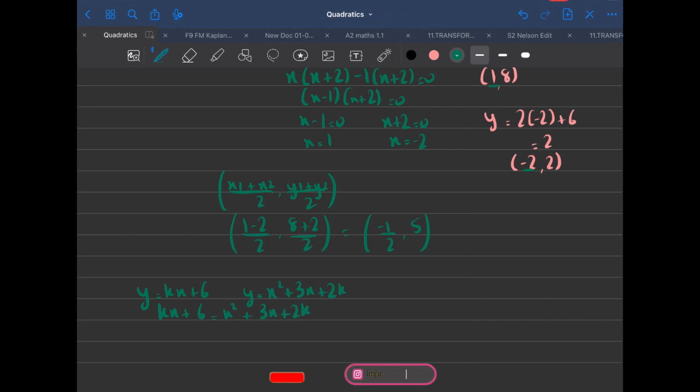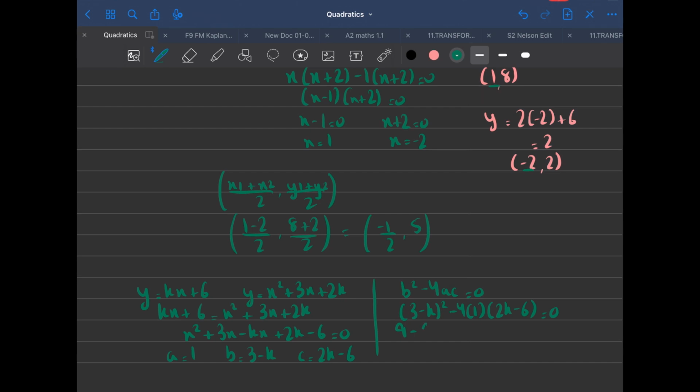Shift everything on one side, making sure that x square is positive. Got this? Now what's written with x square? 1. What's written with x? 3 minus k. What's written without x? 2k minus 6. It's going to be b square minus 4ac is equal to 0. What's b? 3 minus k whole square minus 4 into 1 into 2k minus 6 is equal to 0.